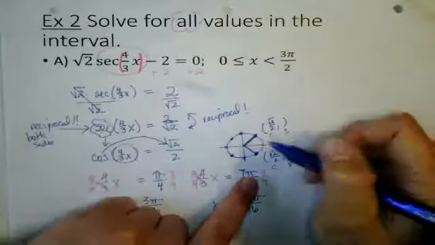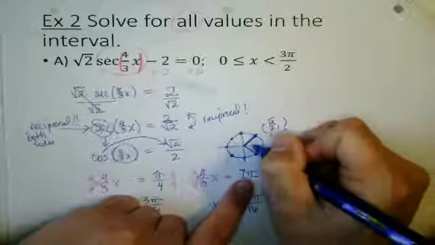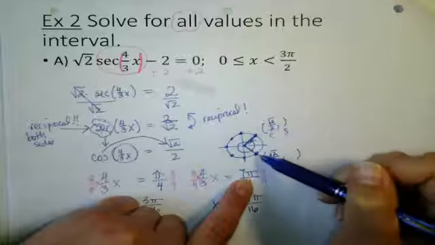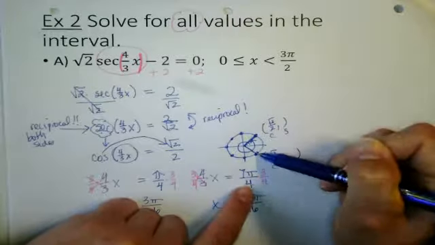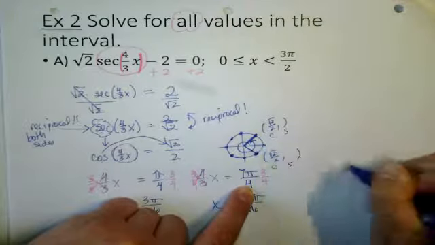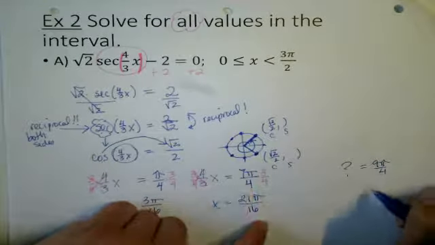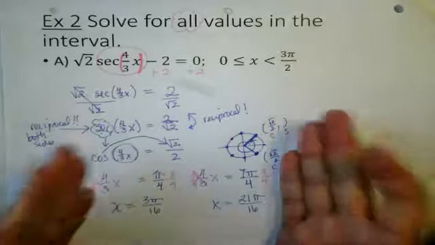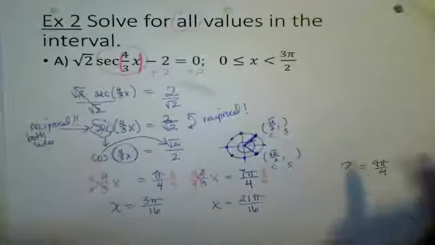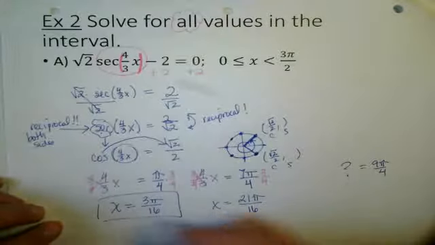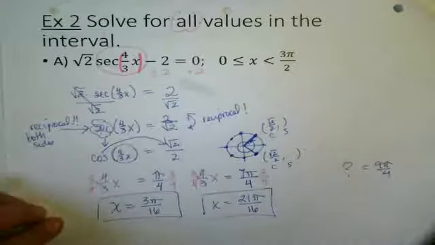If I wasn't sure, what I would have kept doing was, we did one rotation of the unit circle, but I could have gone a little bit further. If this was 7 pi over 4, 8 pi over 4, then it was possible that we might have 9 pi over 4 as a potential solution. But we only needed the first two. So sometimes you might have to keep going a little bit further. 3 pi over 16 and 21 pi over 16.